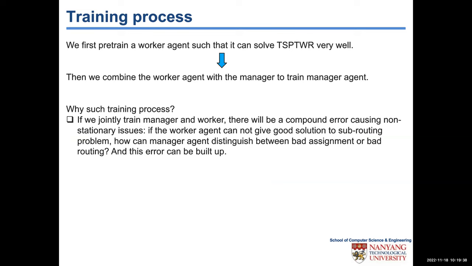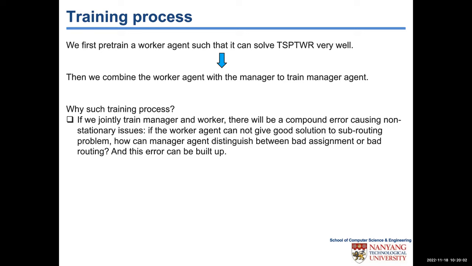By jointly, I mean you train this agent at the same time, such that it can solve the problem. However, we actually tried this strategy. We find this strategy will cause some bad issues in terms of the learning outcome.